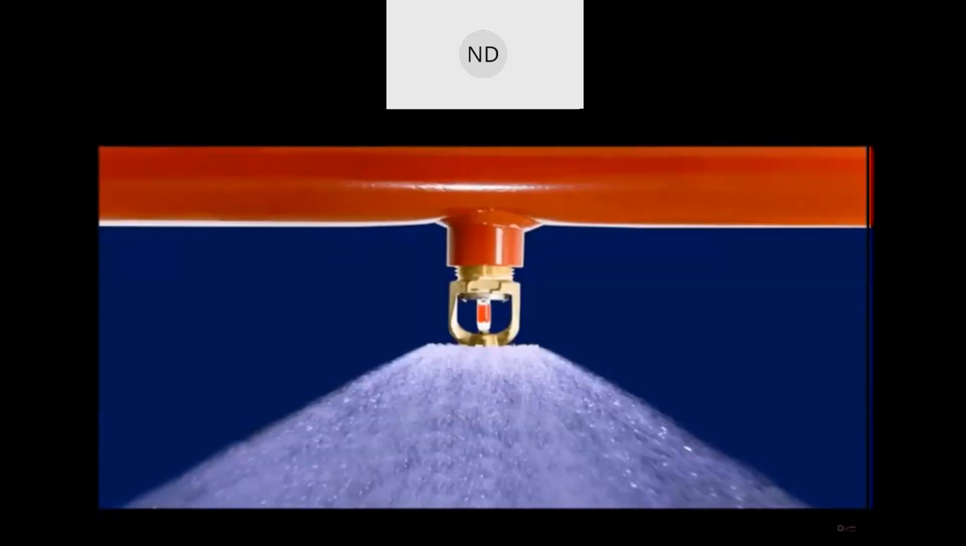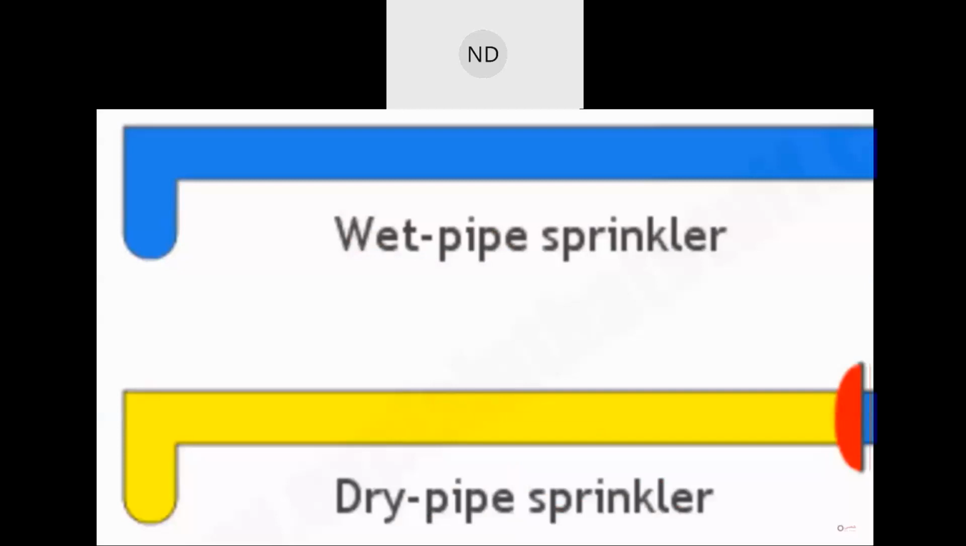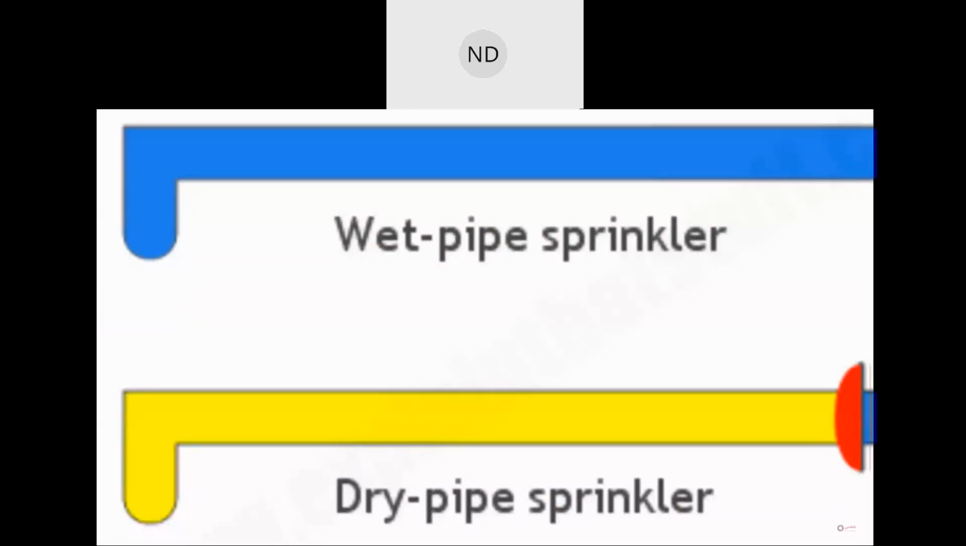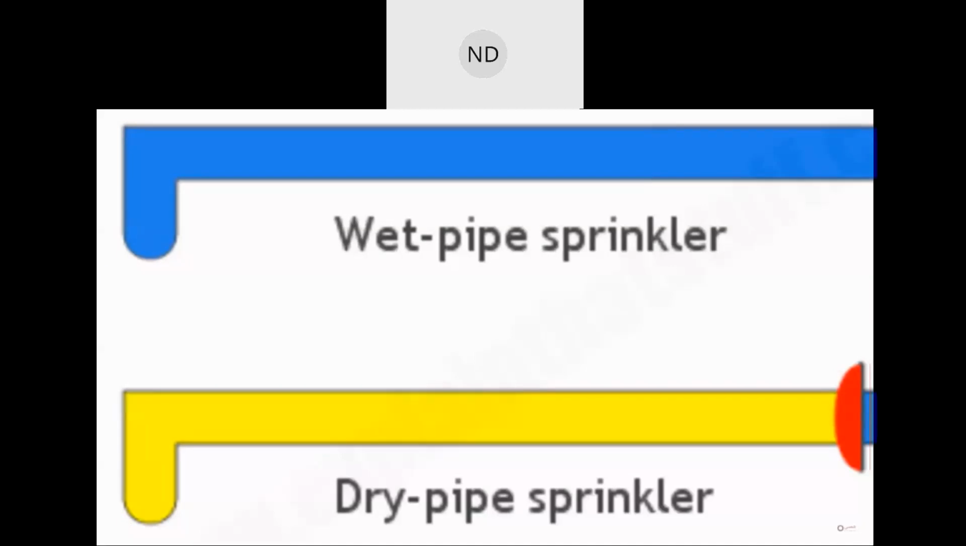Wet pipe sprinkler systems are filled with water at all times, allowing for quick fire suppression. They are the most common type of sprinkler and are both cost efficient and low maintenance. Dry sprinkler systems use pressurized air in the pipe which exits before water escapes.